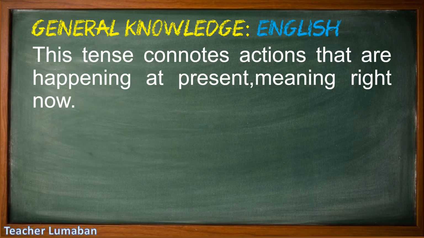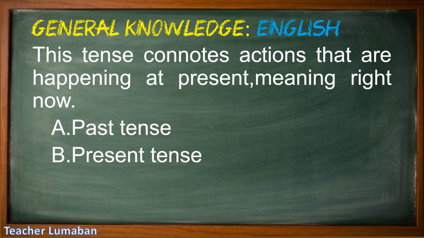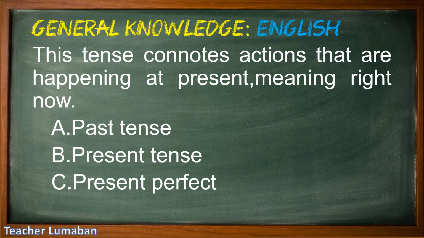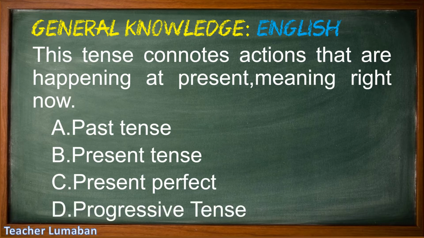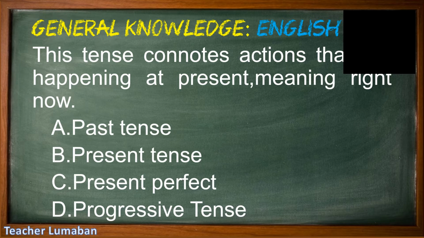This tense connotes actions that are happening at present, meaning right now. Letter A, past tense. Letter B, present tense. Letter C, present perfect. Letter D, progressive tense. Please determine the suitable answer to the following choices in 5 seconds.